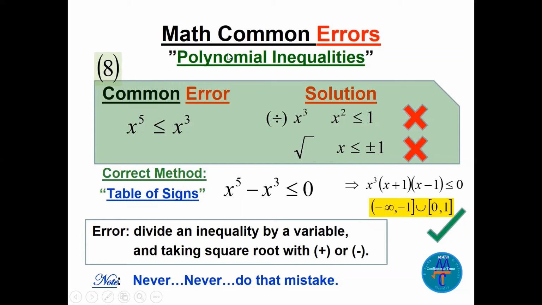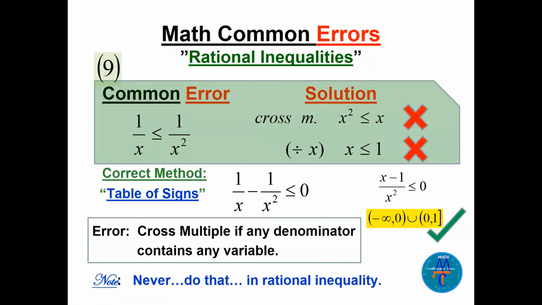Now, again, polynomial inequality. Degree 2, degree 3, degree 4, not linear. You have to move everything to one side, factor it, table of signs, and then you will get the answer there. You can check that.